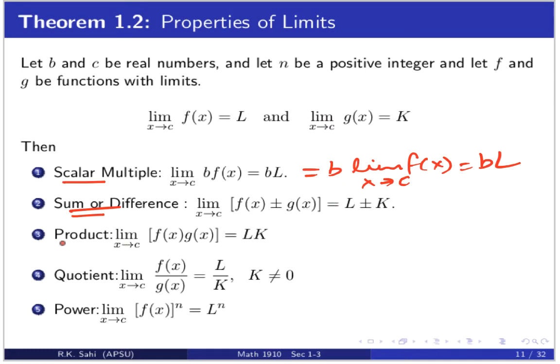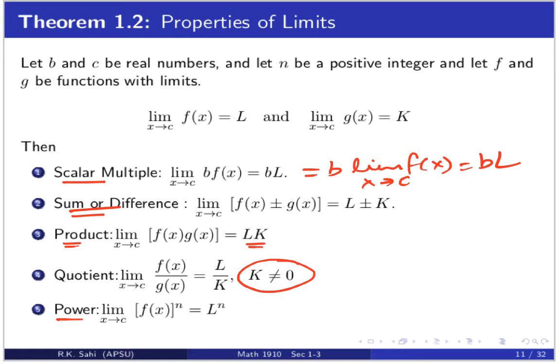Now when you're looking at a product of two functions and the limit as x approaches c, basically it means you are taking the product of their limit values, L times k. In a similar fashion, when you look at the quotient, the limit as x approaches c of f(x) over g(x), it's going to be L over k. Very important, k cannot be 0. Remember, the limit should exist. That means the default thing, that there should not be a 0 in the denominator, is very, very important.